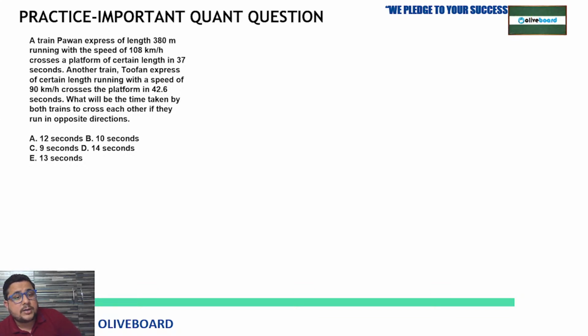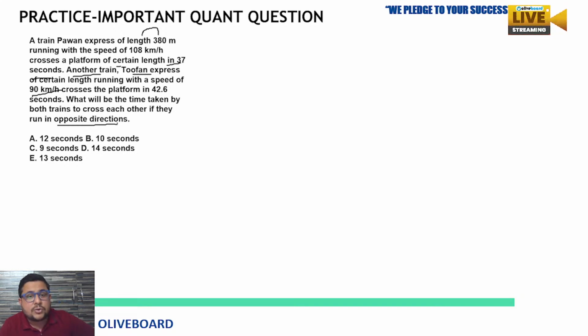Now the next question. A train, Pavan Express of length 380 meter running with a speed of 18 km per hour crosses a platform of certain length in 37 seconds. Another train, Tufan Express of certain length running with a speed of 90 km per hour crosses the platform in 42.6 seconds. Clear? What will be the time taken by both trains to cross each other if they run in opposite directions? Clear? So try to solve it.